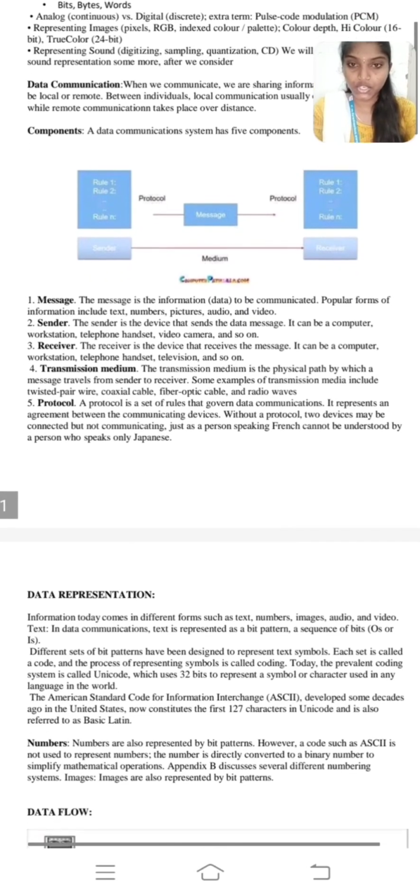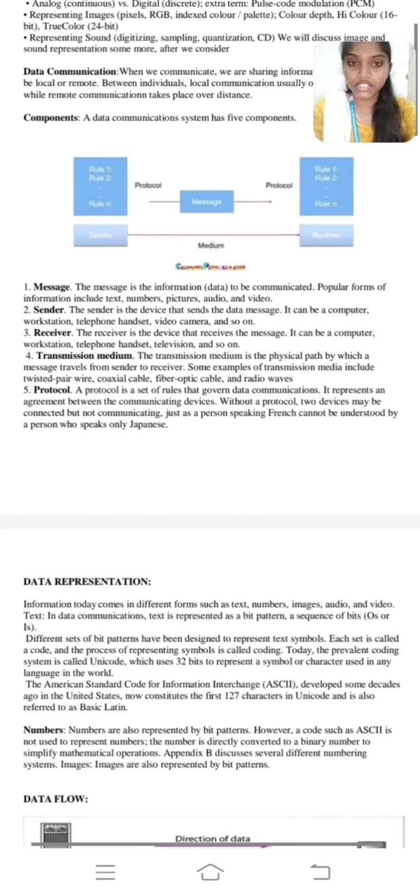First one is message. The message is the information or data to be communicated. Popular forms of information include text, numbers, pictures, audio, and video. Next one is sender. The sender is the device that sends the data message. It can be a computer, workstation, telephone handset, video camera, and so on. Next one is receiver. The receiver is the device that receives the message. It can be a computer, workstation, telephone handset, television, and so on.